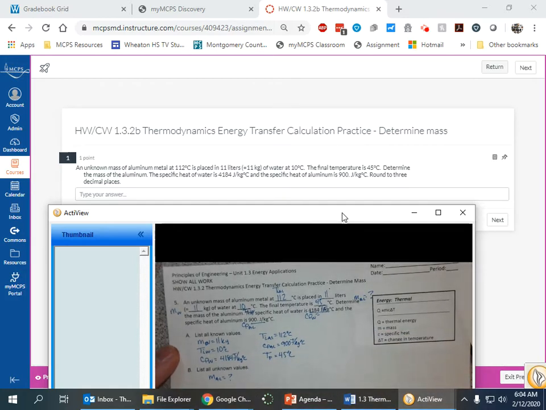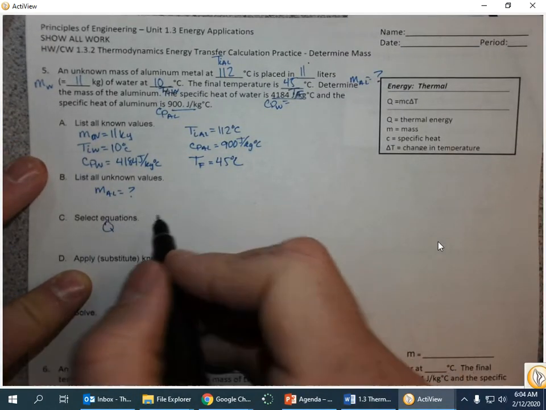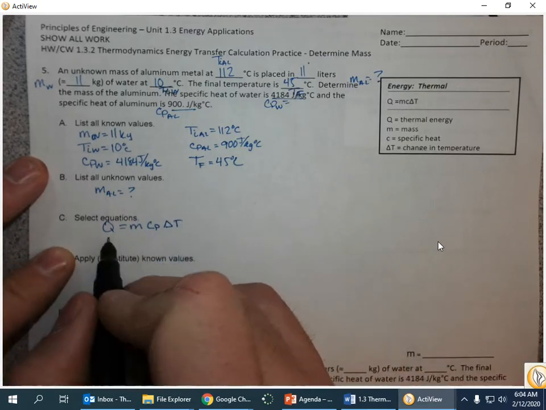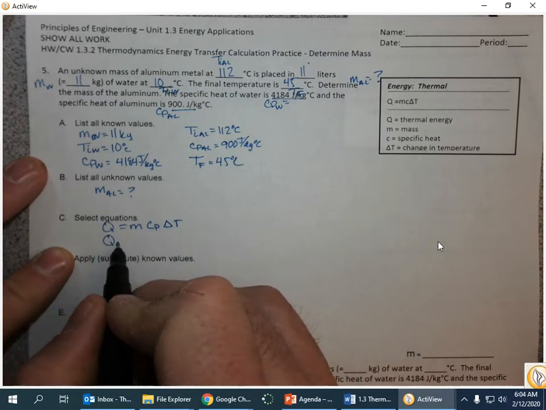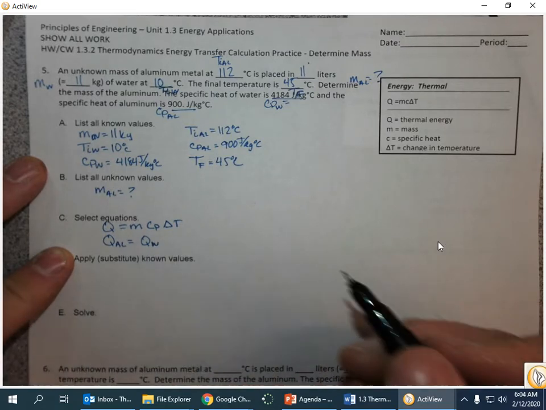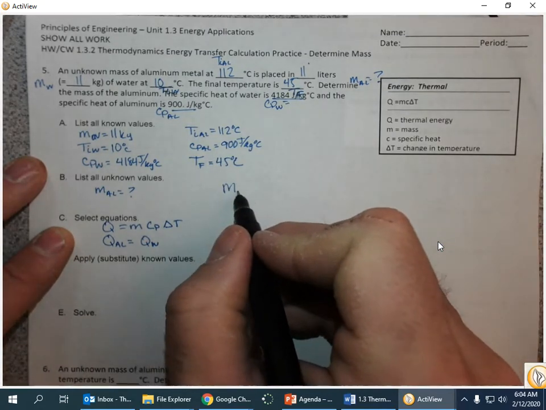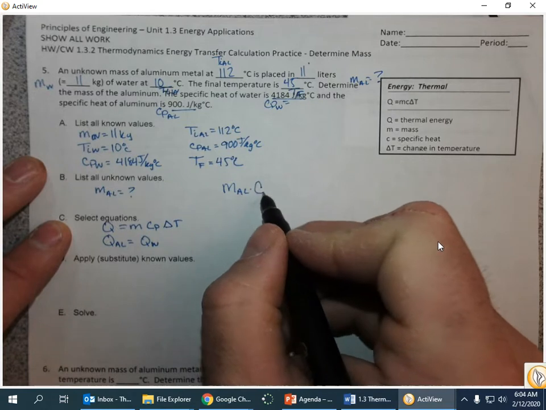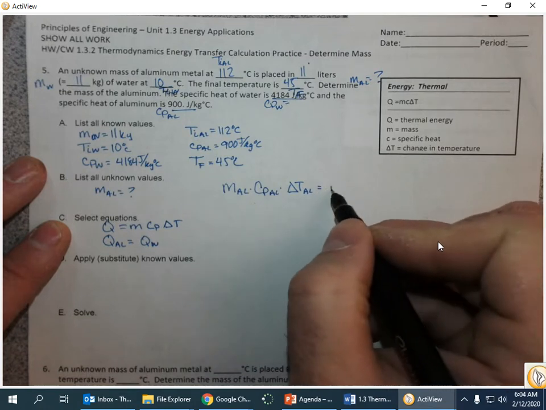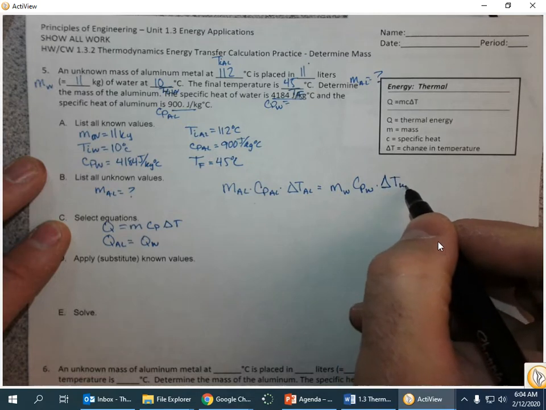So what equations can I use for this? Well, I'm going to use Q equals m c p delta T. And I know that the Q of the aluminum will be equal to the Q of the water. So combining those two, I'm going to come up with the mass of the aluminum times the specific heat capacity of the aluminum times the change in temperature of the aluminum equals the mass of the water times the specific heat capacity of the water times the change in temperature of the water.